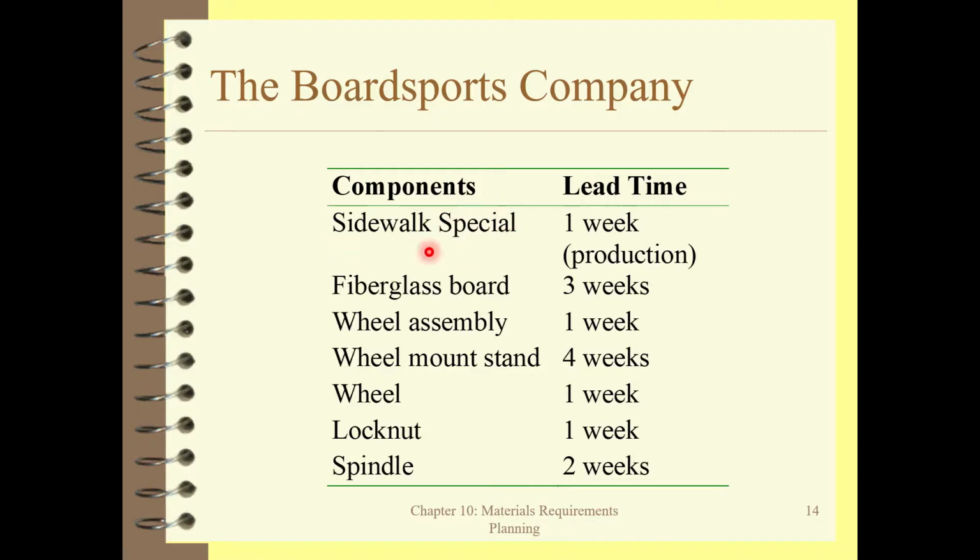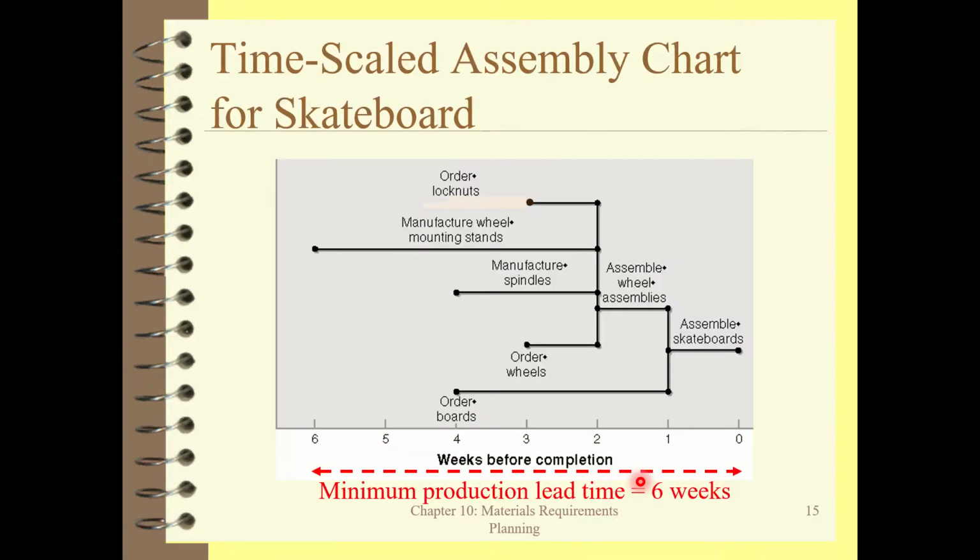If you want to assemble the sidewalk special, once you have all the required components, you need 1 week. If you order fiberglass board, you need 3 weeks lead time. Wheel assembly, maybe you need 1 week for production. Wheel mount stand, 4 week lead time. 1 week lead time for wheel, 1 week lead time for lock nut, and 2 weeks for spindle. Here is what we call the time scale assembly chart for the skateboard.